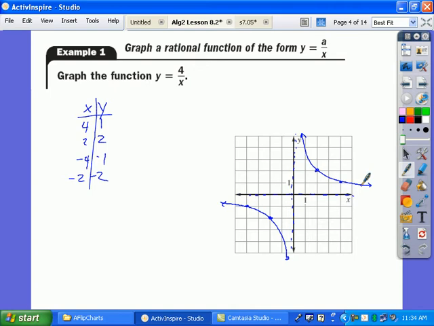If we want to talk about the domain and range, the domain here is all real numbers except 0. And the range is also the same. So y equals a real number, but y does not equal 0.